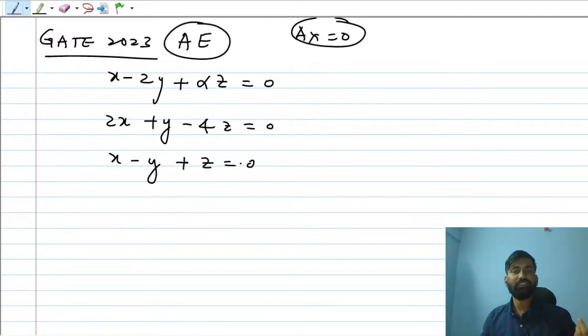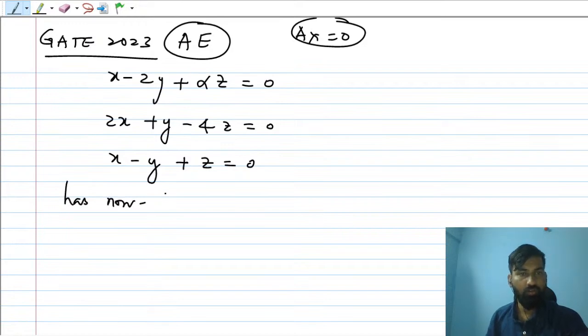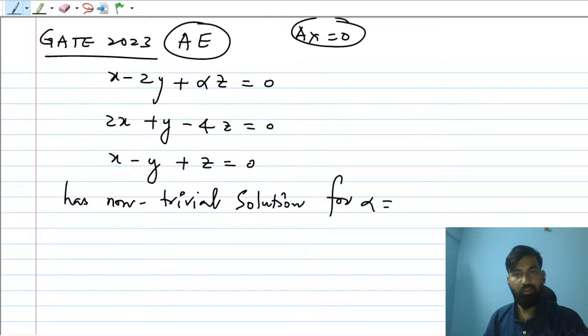So they have given this system of linear equations, and they are saying that it has a non-trivial solution for alpha equal to what? You have to find the value of alpha, and they are claiming that it has a non-trivial solution. What is the meaning of a non-trivial solution?